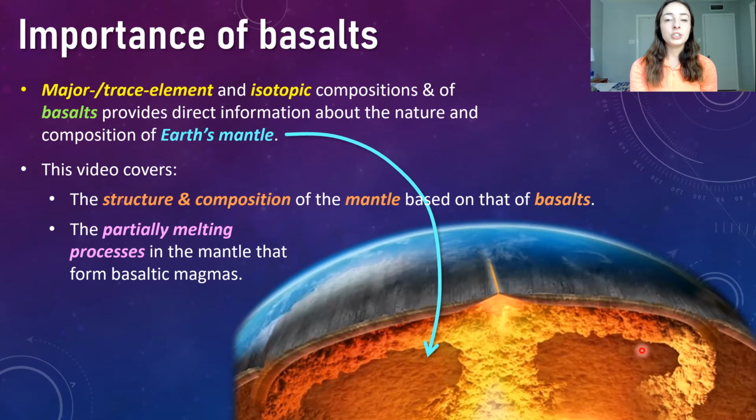It's also important to note, if you're unaware, that I don't know the exact percentage, but I want to say like 75% of Earth is covered in oceanic crust, and oceanic crust is basalt, guys. So everything coming out of mid-ocean ridges is basalt. The continental crust is not basaltic, but it's a minor component of Earth compared to oceanic crust. So that's another reason why it's really important that we understand basalts and use them to understand Earth's mantle and the rest of Earth's interior.